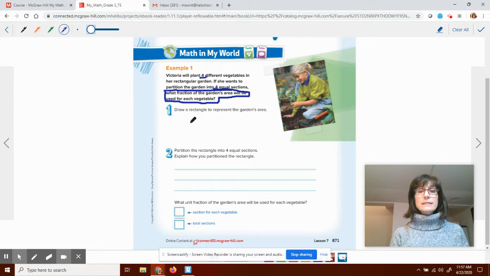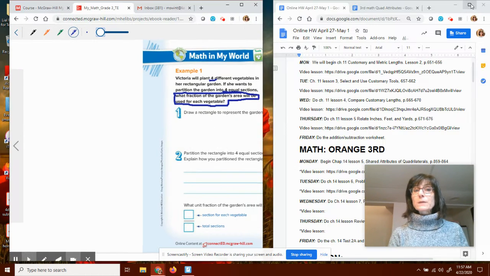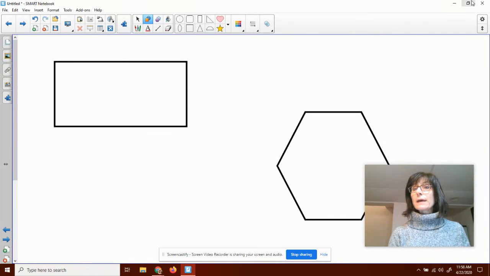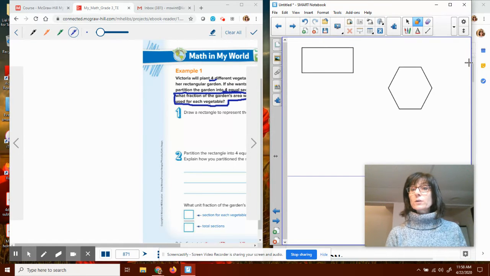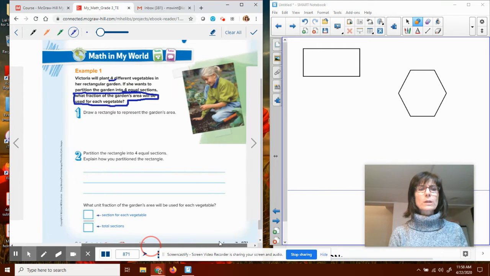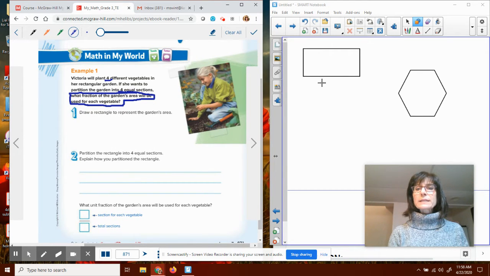So draw a rectangle to represent the garden. What Mrs. Swint's going to do is pull up our smartboard, and we are going to use the smartboard to help us with this problem, so it's a little bit easier for you to visualize. So we drew a rectangle here to represent the garden's area. We also know area, when they talk area, it's the inside of this rectangle. We now need to partition the rectangle into 4 equal sections.